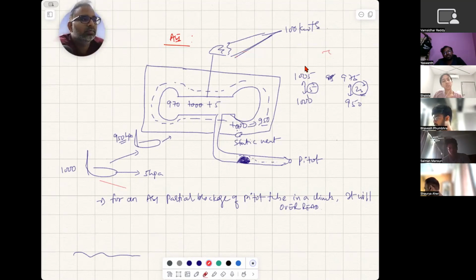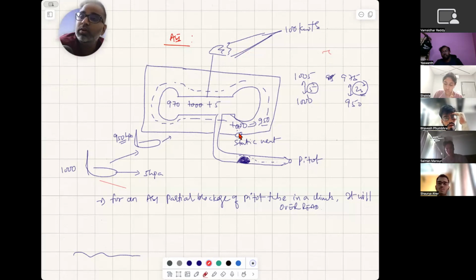The same as when the pitot tube is blocked and climbing, it also overreads. That is different. That complete block is due to changes in static pressure. Okay. Its significance will not be so much. If it is 100 knots it will show 110 knots, but here it will show 150 knots. So partial blockages are due to the problem in the same thing.